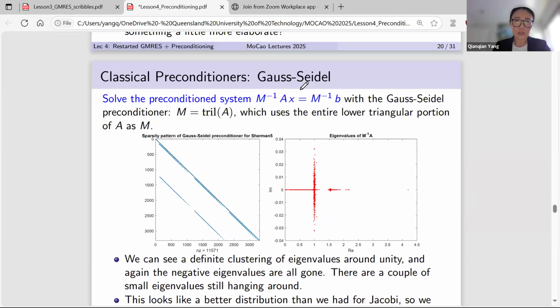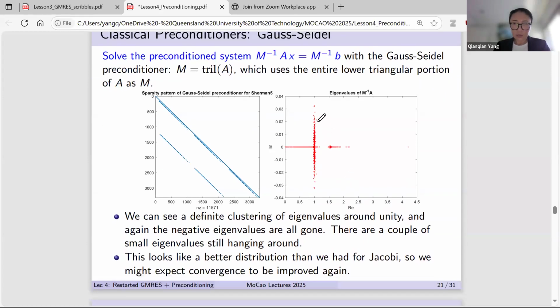The next one is called Gauss-Seidel. So again, we solve this. Our Gauss-Seidel preconditioner looks like this one, which is just taking the lower triangular part of A as our preconditioner. And then on this figure, that's the eigenvalues for this new matrix M inverse A. So this time we see that there is some definite clustering of eigenvalues around 1.